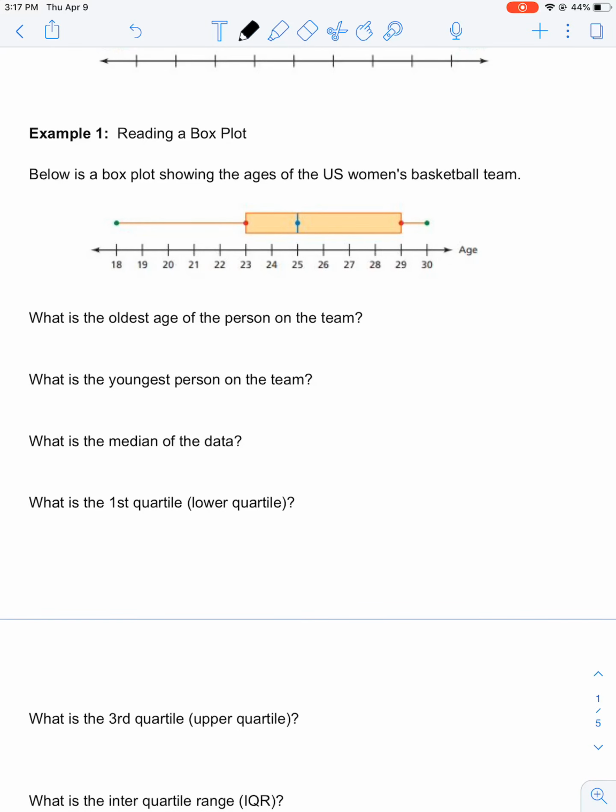and here's our box plot right here, it says below is a box plot showing the ages of the U.S. women's basketball team. It says, what is the oldest age of the person on the team? Well, that would be this right here, which would be 30. What is the youngest person on the team, which would be this right here, which would be 18. It says, what is the median of the data, which is our middle number, which is right here, which is 25.